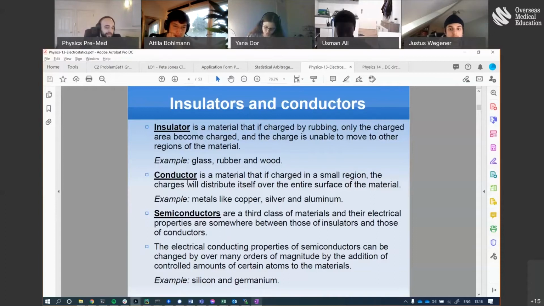A conductor is the other way around. A conductor is a material that can let charges and electricity flow through it. And because of this, you can never have a localized amount of charge in a conductor. They will always spread. So as soon as you charge one bit of a conductor, all of it gets charged.